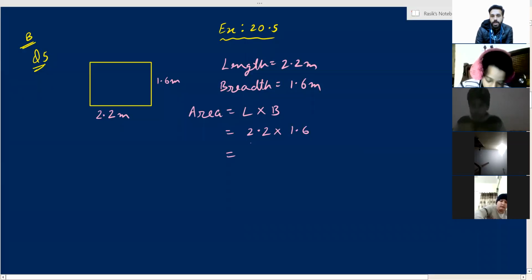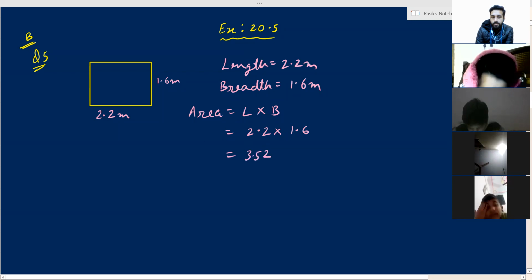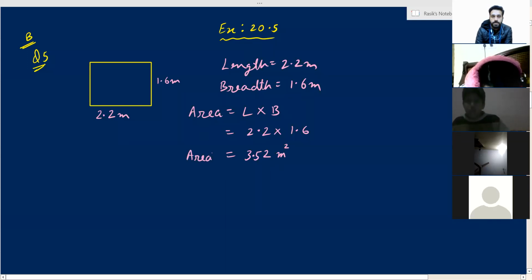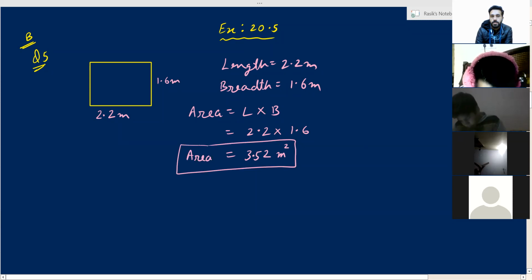So if we multiply 22 with 16, sir, I cannot see what you are writing. I can see only the screen. Better rejoin the meeting or turn off your video. Okay, sir. 32 plus 3, 35. So 3.52 meters square. Is it correct, all of you? Your area is correct? Have you all got it? 3.52 meters square. Sir, my area is wrong. So now I can see.